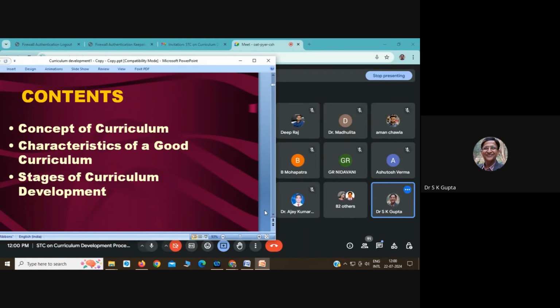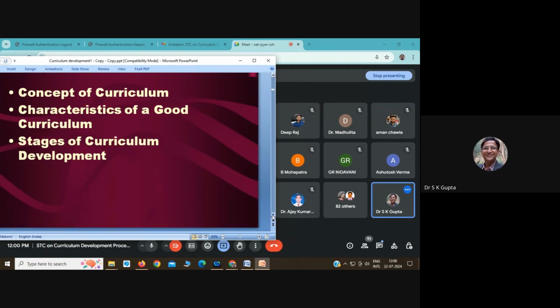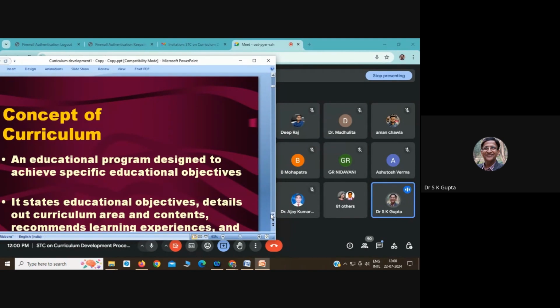So, first, I would like to discuss what is curriculum. When we say curriculum of any technical education, then curriculum is an educational program designed to achieve specific educational objectives. Means we have PEOs, POs, and COs.